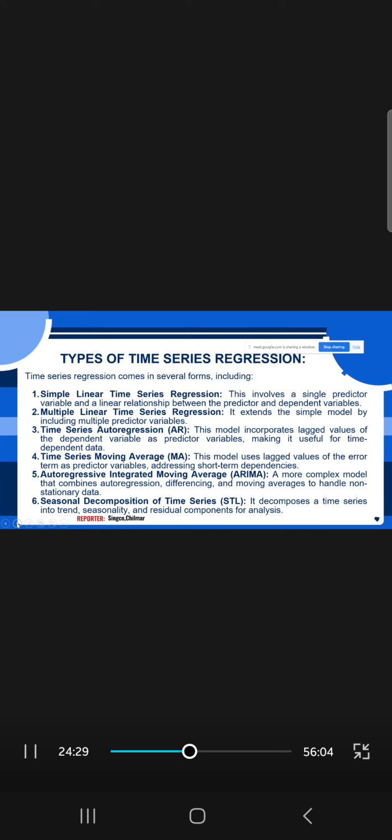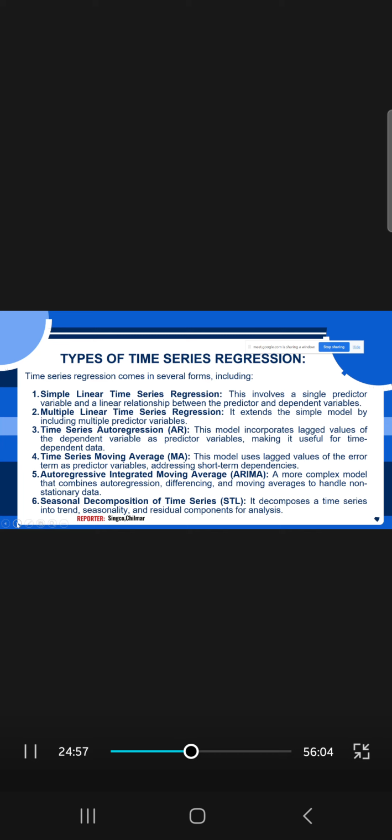So the dependent variable would be the monthly sales of the product, and the independent variable would be the amount of advertising spent that month. So we would assume that there is a linear relationship between the two variables, which means that the monthly sales of the product increase as the amount of advertising spend increases.